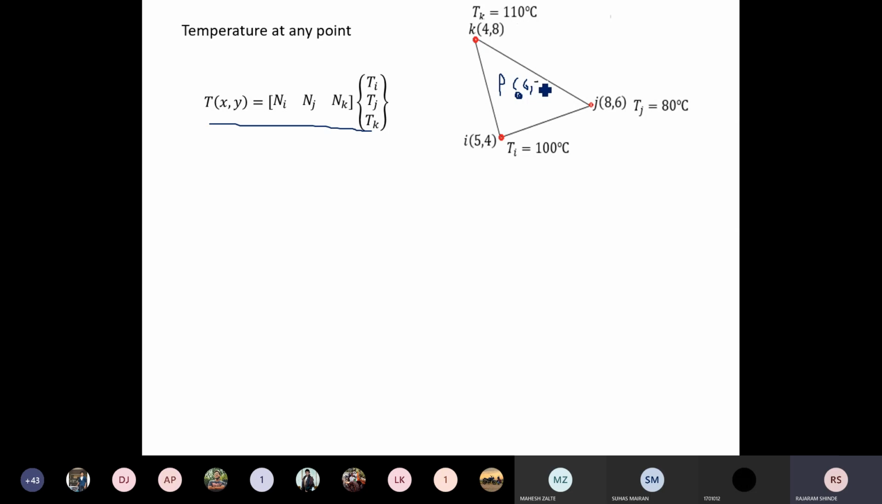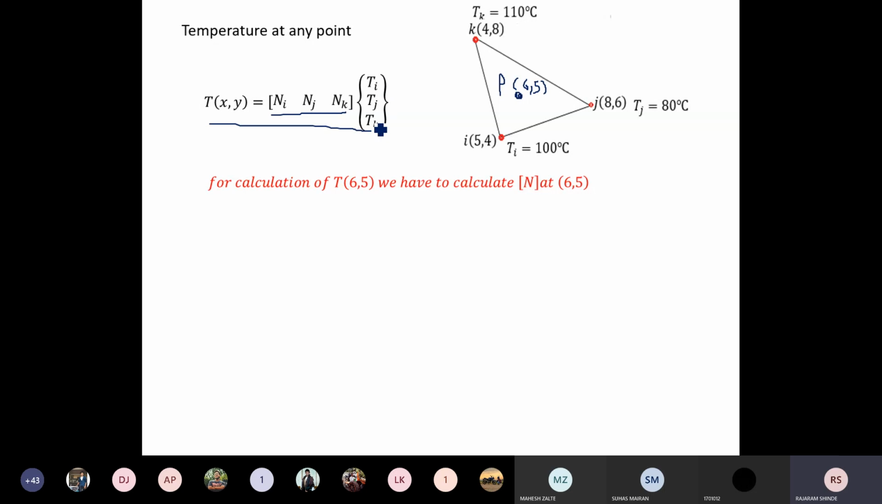So here, when you want to calculate the temperature at 6, 5, then you have to calculate all the shape functions at 6 and 5. You have the shape function equations, and in them you put the values of the coordinates of this point. Now I will calculate one by one. For calculation of the temperature at 6, 5, we have to calculate the shape function matrix at 6, 5. That means Ni at 6, 5, Nj at 6, 5, Nk at 6, 5.